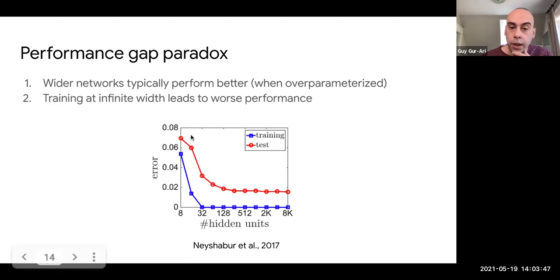Okay, so even though as we keep increasing the width, things get better and better, if we jump to infinite width, we get worse performance than a typical network. So the error is not going to be whatever it converges to here. The error is going to be higher. It's going to be somewhere here. That model is going to be worse.